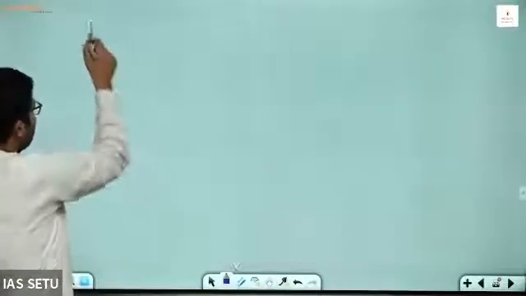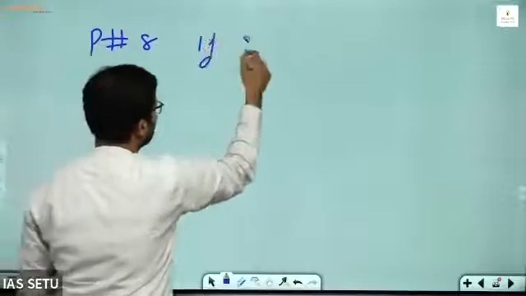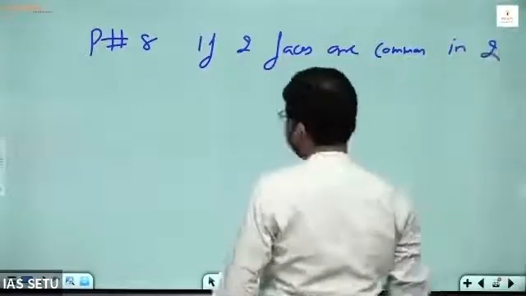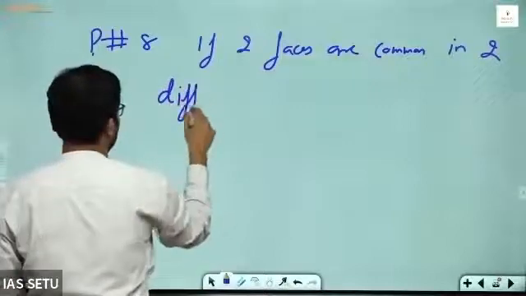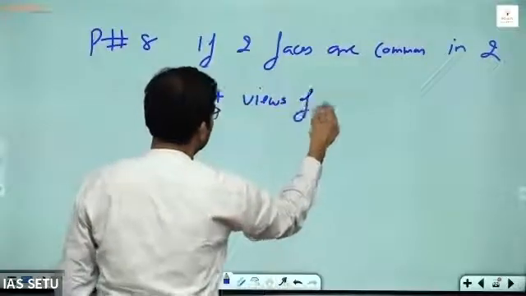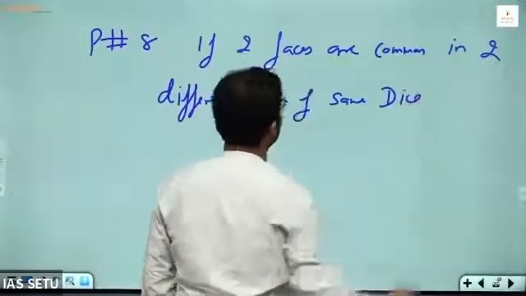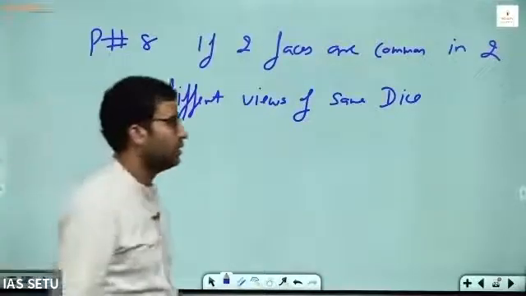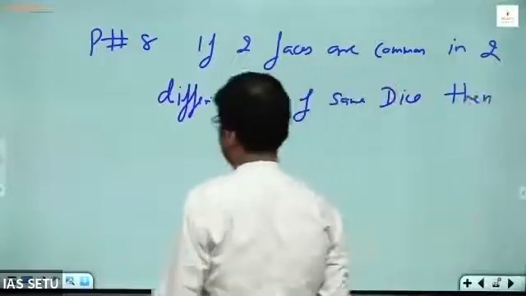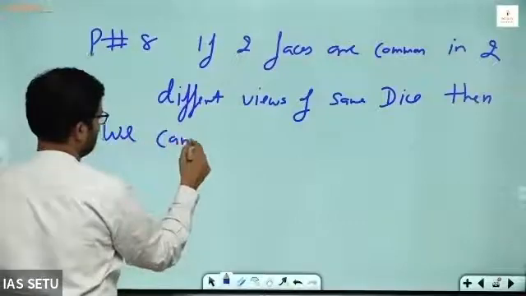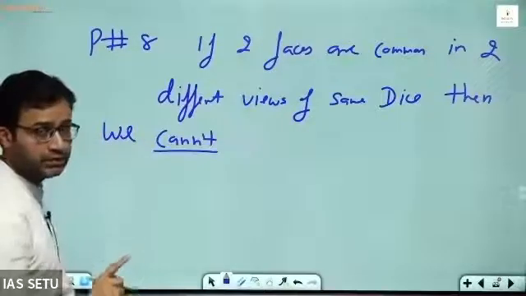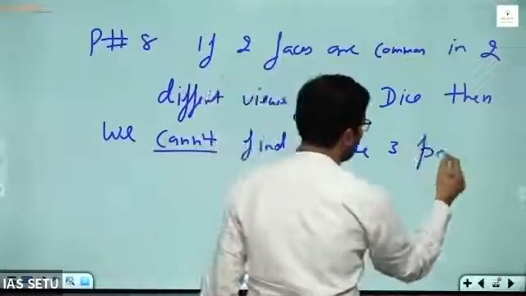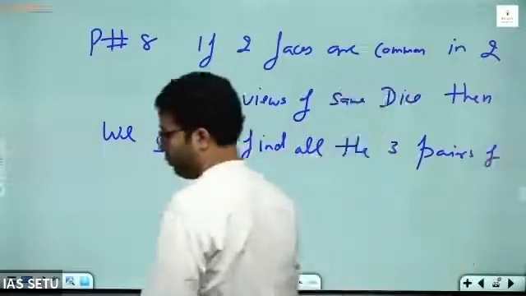Now property number 8 you can write. If 2 faces are common in 2 different views of the same dice, then we cannot, underline the word cannot, find all the 3 pairs of opposite faces.